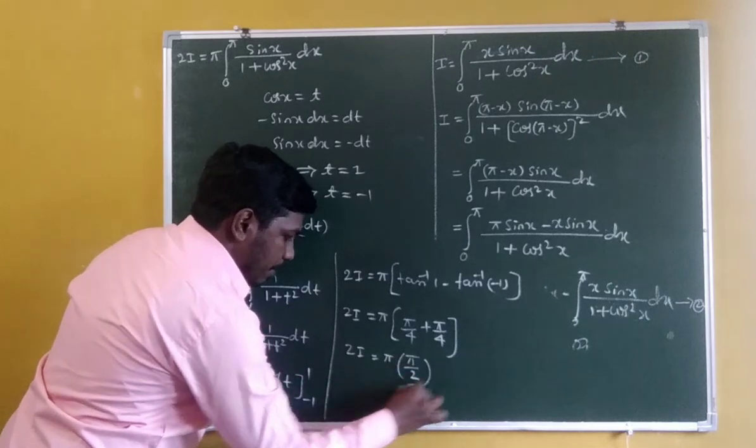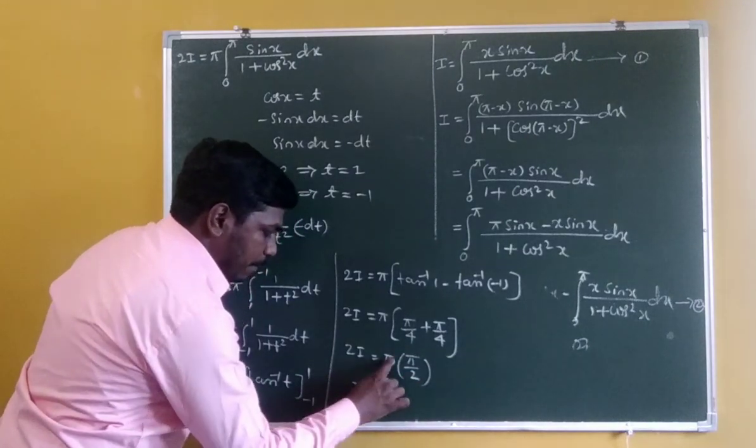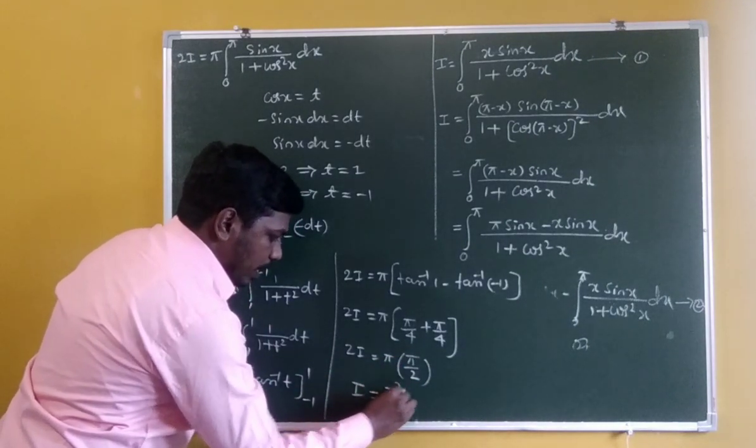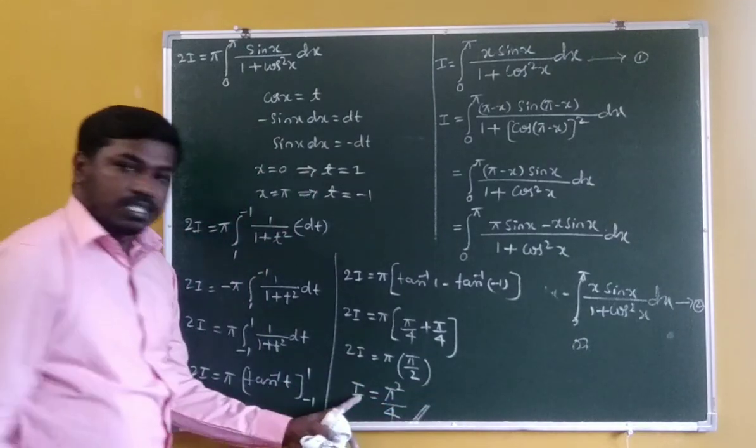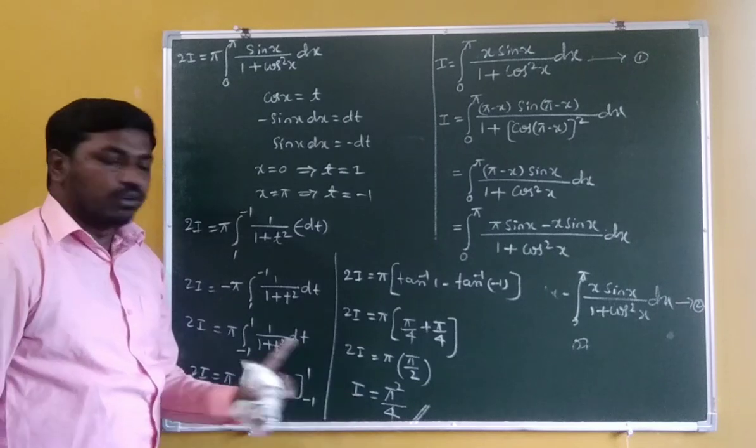Pi into pi by 2. So our I is equal to what? Pi into pi, so pi square divided by 2 into 2, which is 4. And pi square by 4 is the answer. Okay.